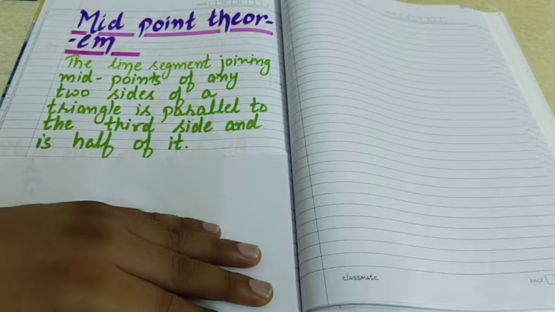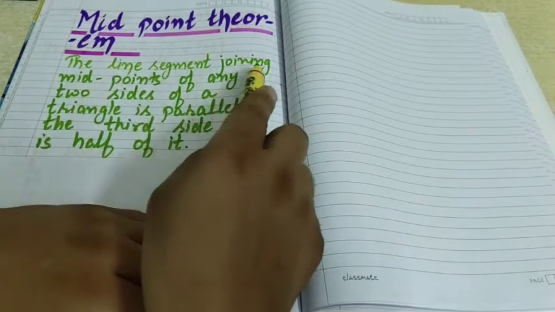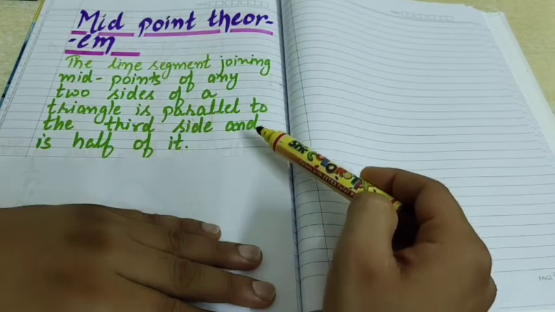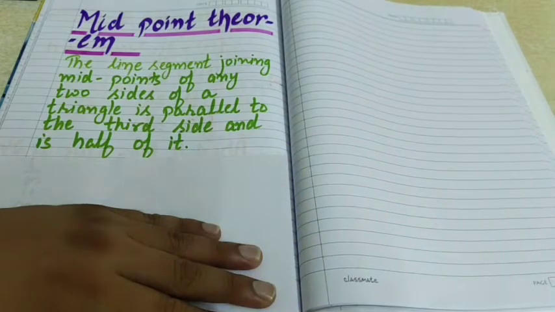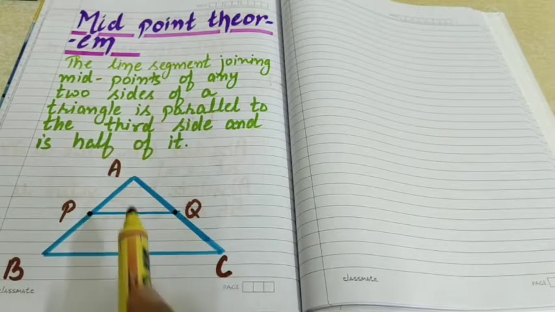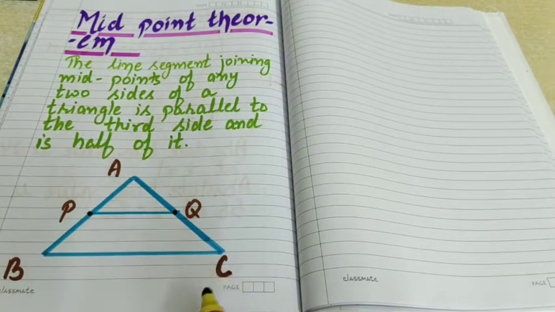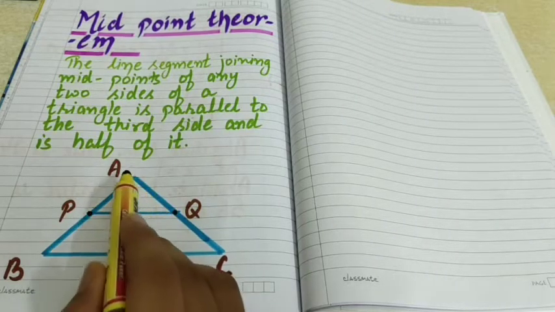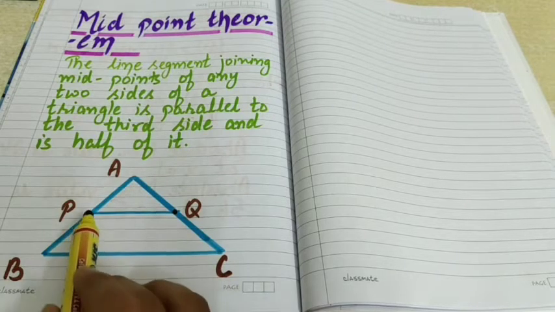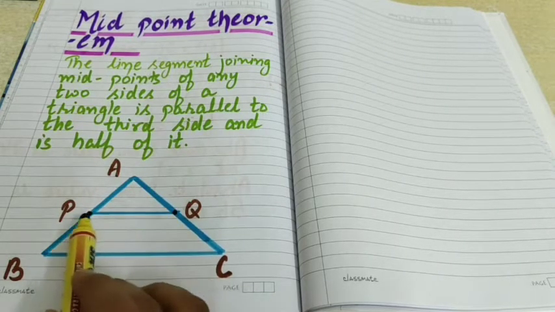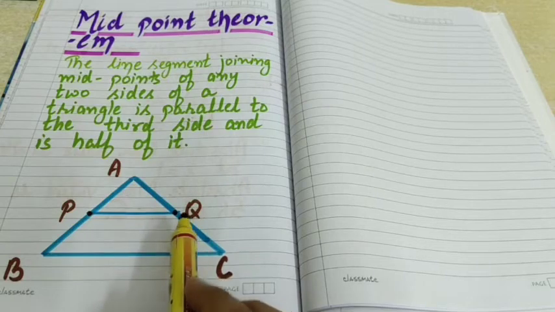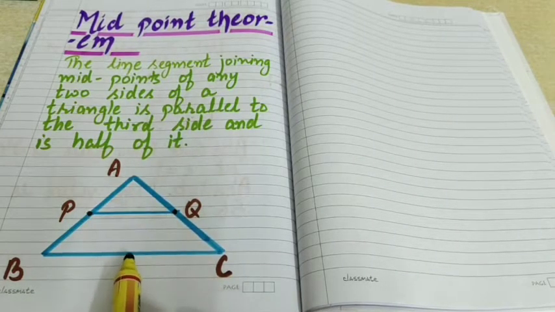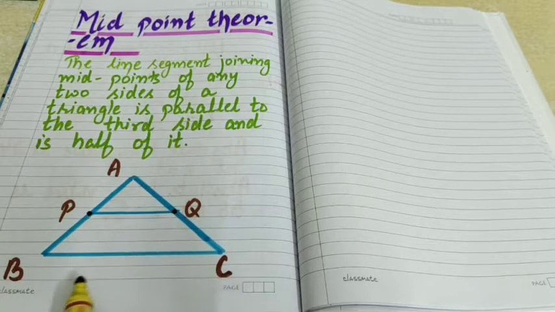And midpoint theorem states that the line segment joining midpoints of any two sides of a triangle is parallel to the third side and is half of it. For example, if we have a triangle ABC, where P is midpoint of side AB and Q is midpoint of side AC, and if we join point P to point Q, we will get the line segment PQ. Then according to midpoint theorem, PQ is parallel to BC and length of PQ is half the length of BC.